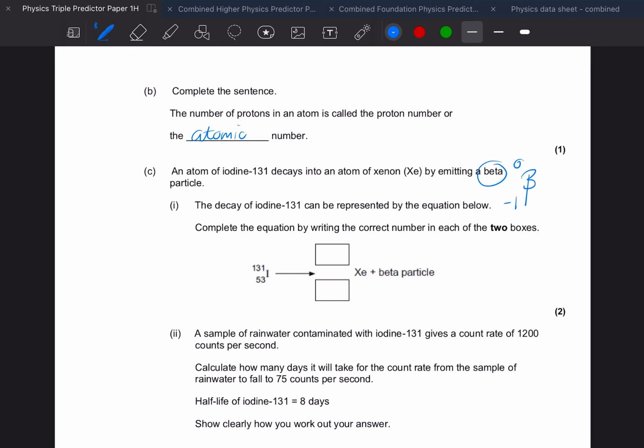So the decay of iodine can be represented by the equation below. Complete the equation. So the beta, we said, has a mass of 0 and a charge of minus 1. So we just do some very simple maths. 131 is equal to something plus 0. Well, that's 131. And 53 is equal to something plus minus 1. Well, it must be 54, because 54 plus minus 1 is 53. So 131 and 54.